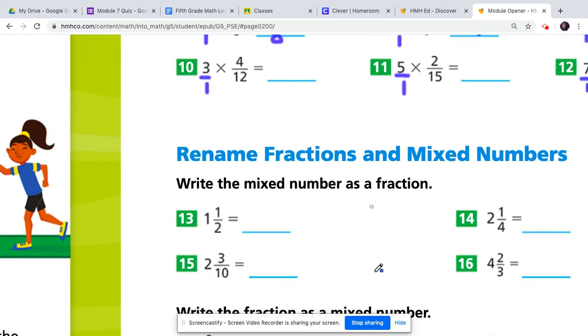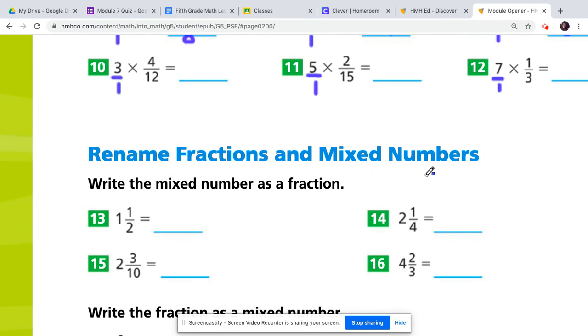Finally, over here, it wants you to rewrite or rename fractions and mixed numbers. For example, here I have 1 1/2. That means I have 1 times 2 plus 1. 1 times 2 is 2, plus 1. That means I have 3 over 2. I have 1 whole, which is 2 over 2, right? I can rewrite this as 2 over 2. And then I can add them. 2 plus 1 is 3. The denominators don't change.